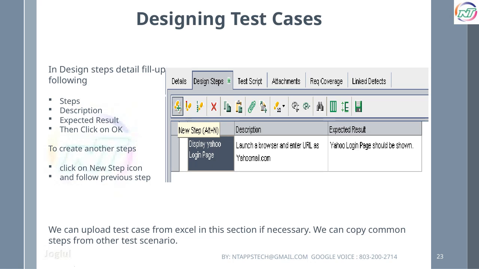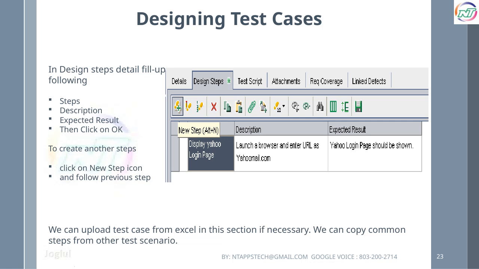When designing test cases, you begin by filling out the steps, descriptions, and expected results. For each step, you specify what needs to be done, provide a brief explanation of the action or process, and note the expected outcome. After entering a step, simply click OK to save it. To add more steps, click on the new step icon and follow the same process. Just repeat what you did before. If there are common steps from other test scenarios, you can upload test cases here using an Excel file, which helps save time and keeps things consistent. It's important to be clear and precise with each step to ensure the testing process runs smoothly and reliably.